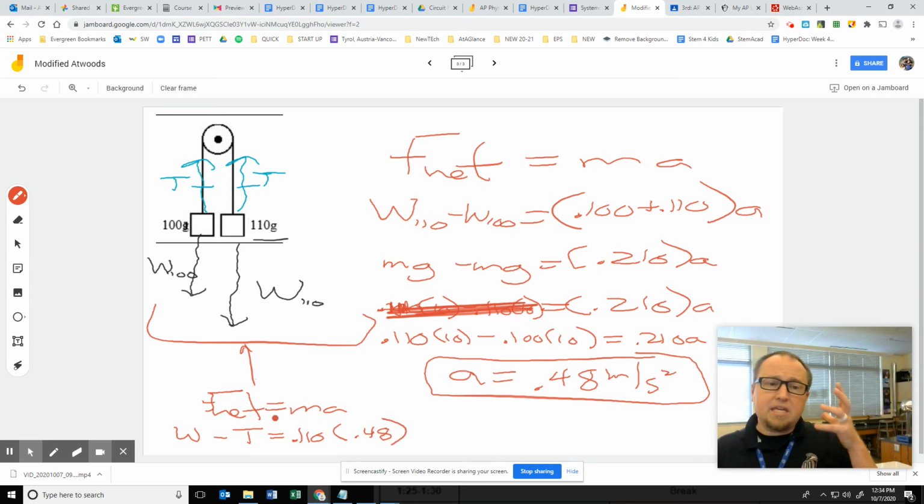So the key to these problems is you start with the system. You think, okay, what is it that's accelerating my system? And the second thing you do is you go, what mass is being accelerated? Use those pieces of information, and then you transition to look at individual objects. It just depends on what the question's asking you.